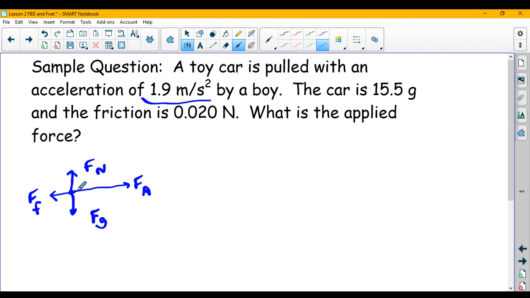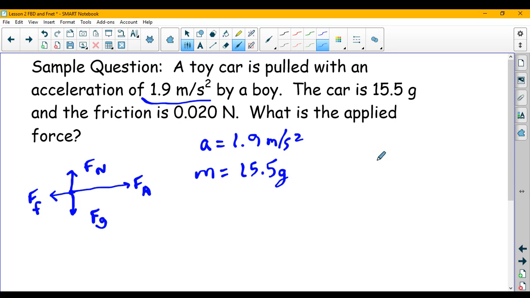Now in this case, I'm going to go farther than the diagram. I'm also going to solve for this because I know some information. I know the acceleration is 1.9 meters per second squared. I knew just from the units it's an acceleration, and it said so in the question. And I know the mass. Now the mass is 15.5 grams, and that might seem fine to use, but we haven't discussed this yet.